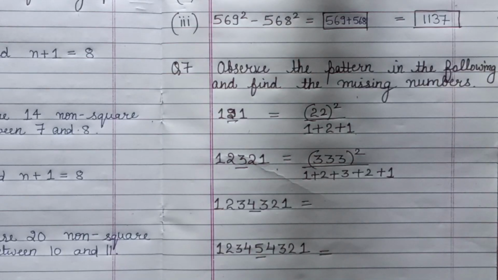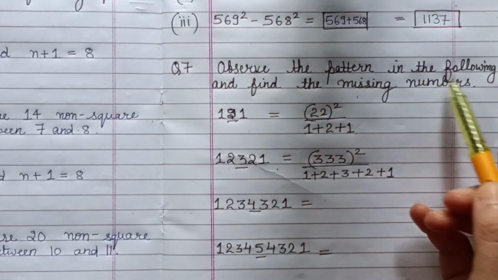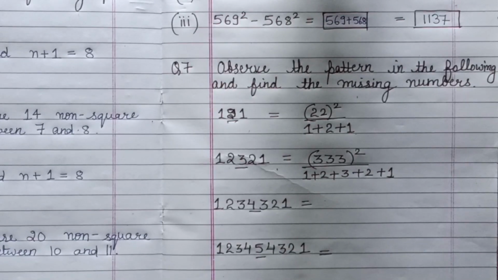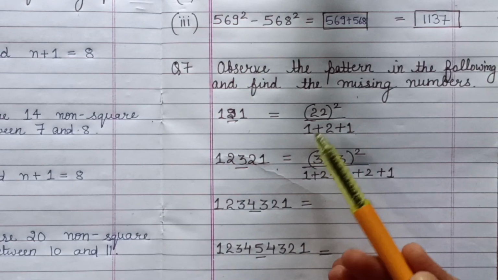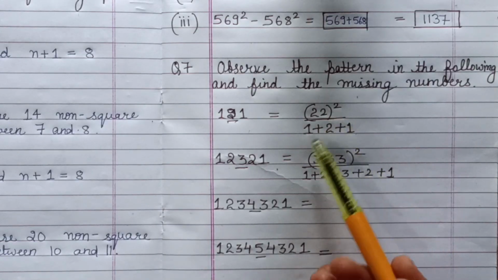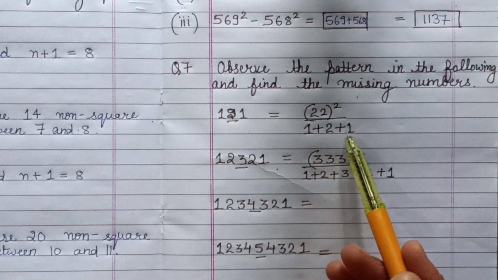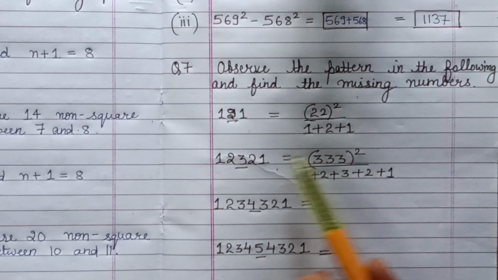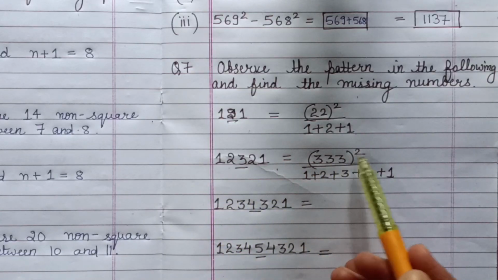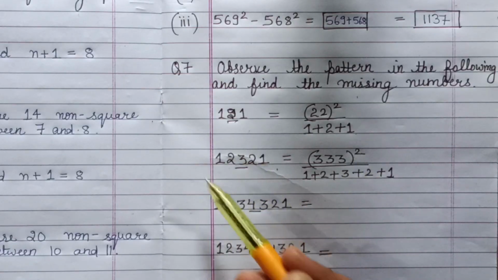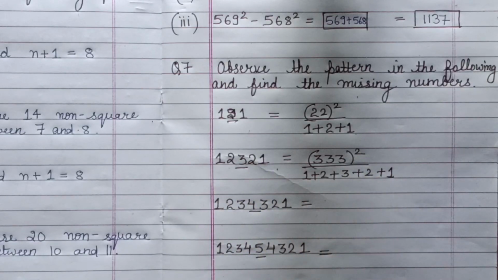Our question number 7 is: observe the pattern in the following and find the missing numbers. In this question, we have to follow the pattern. In the first part, 2 is written twice in the numerator and then squared. After that, the whole numeral is written in the denominator. Similarly, all parts are like that. In the second part, 3 is written thrice in the numerator and then it's squared. After that, the whole numeral is added in the denominator.